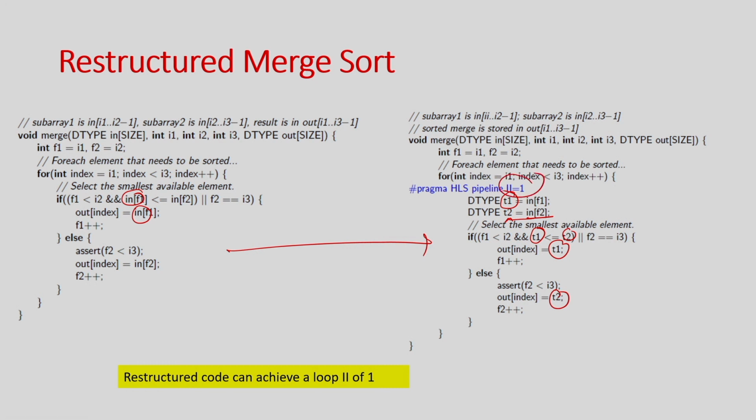But this is something you have to understand. Once you write this code and you apply pipeline and you are expecting II equal to 1, but this is not happening, then finally you have to realize it is because of this, and just do this modification, and you should be able to get the initiation interval of 1 if I apply pipeline to this particular loop. Okay. So, that is good.